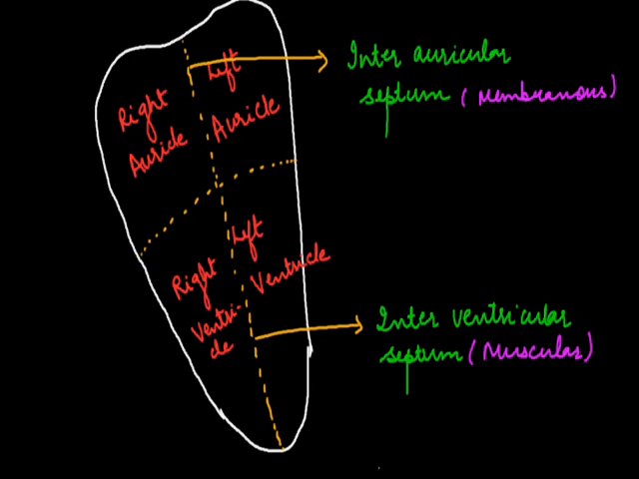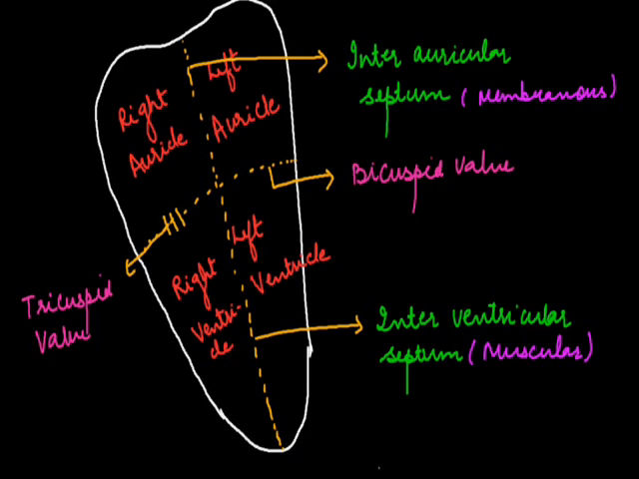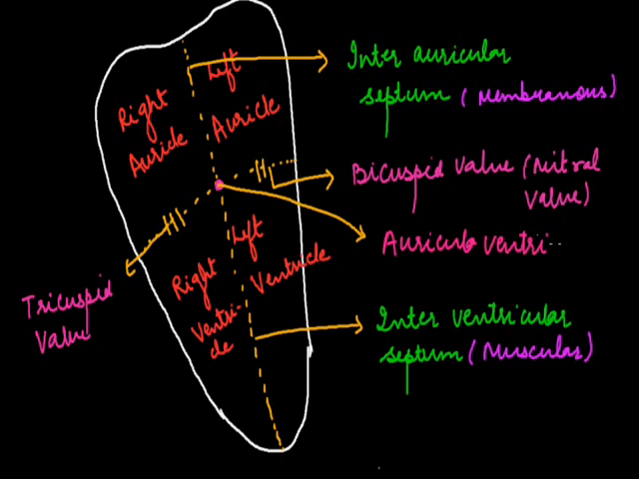Now, the auricles and the ventricles are separated from each other by valves. The valve between the right auricle and the right ventricle is the tricuspid valve. The valve between the left auricle and the left ventricle is the bicuspid valve, which is also called the mitral valve. Now the junction where the auricles and the ventricles meet is known as the auriculoventricular node.